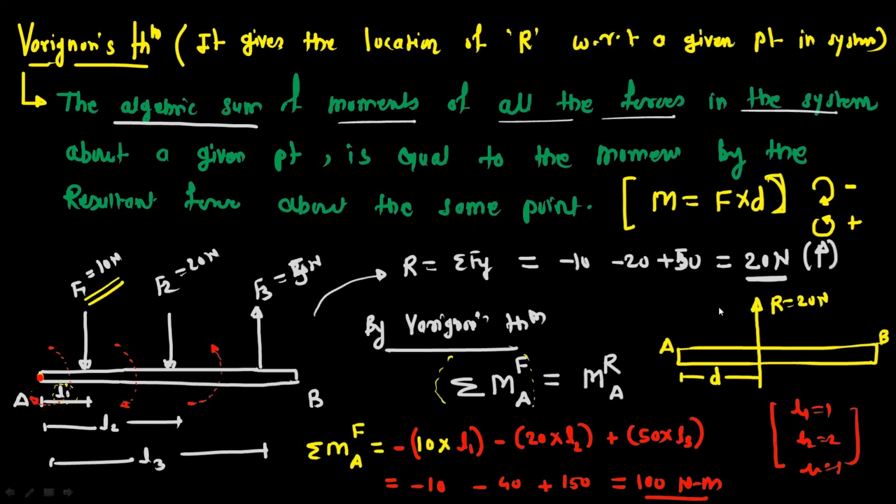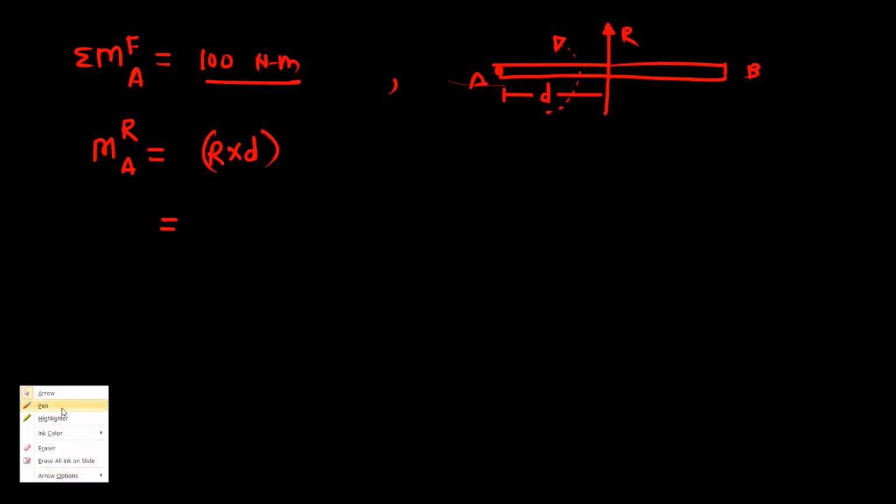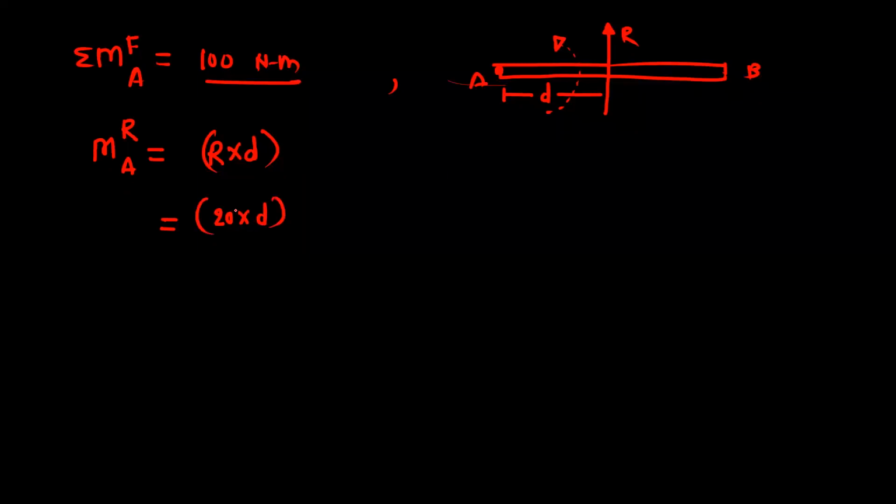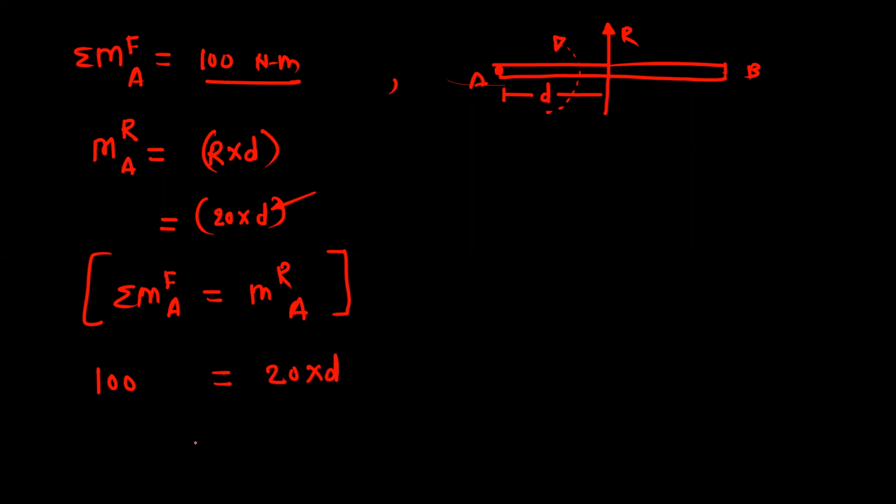R is 20. Okay, so this is equal to 20 into D, where D is the unknown distance. So our aim behind using the Varignon's theorem is to find the distance D. Now equate this summation of moment to the moment by the resultant about the same point. This is Varignon's theorem. So left hand side is 100, this is equal to 20 into D. So finally you will get D is equal to 5 meter.